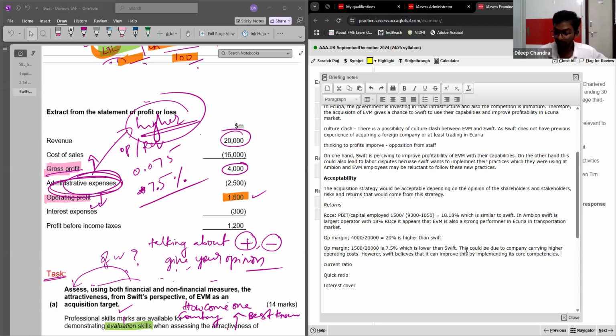So when shareholders look at the GP margin, they will be happy, right? But when they look at the operating profit margin, they'll be worried. So the company is saying, don't worry, we have our capabilities, we'll manage them. So one issue I have mentioned, and then I have balanced it out by saying I have the competencies. This is evaluation. This is where I get my evaluation marks, talking about positives and negatives, balancing things. Understood?